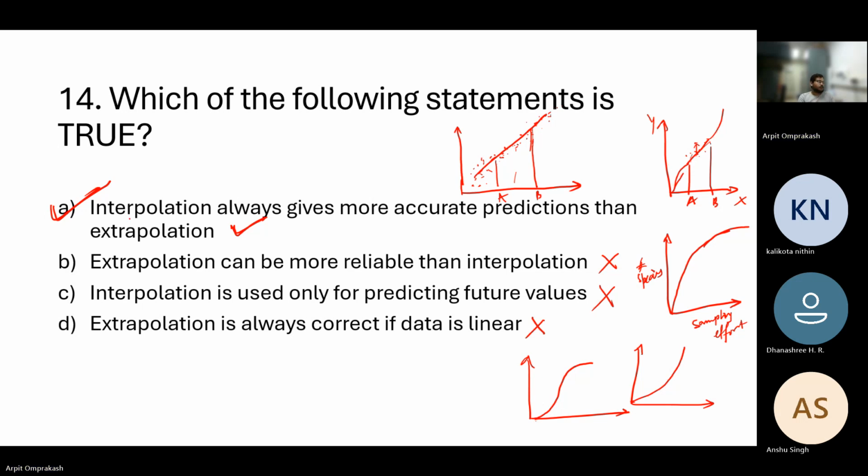But you can never put that bound on extrapolation because you are not sure how off you will be. Option A is: interpolation always gives more accurate predictions than extrapolation. This is true because you have collected the data in that range and you're making predictions in that range. So you're more likely to be correct, more likely to be accurate, because you know how the data behaves.